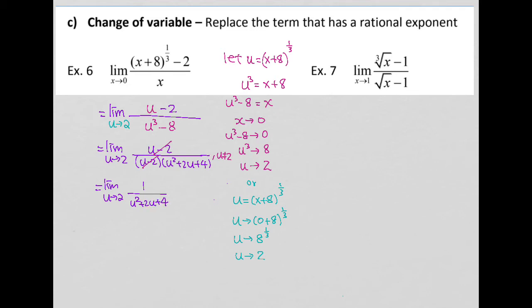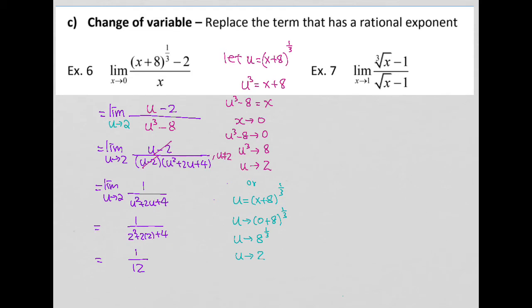And now let's try to put u equals 2 in the denominator. That'll be 2 squared plus 2u plus 4. It's not 0, so we can do the resubstitution now. That will become 2 squared plus 2 times 2 plus 4. The limit will be 1 over 12.